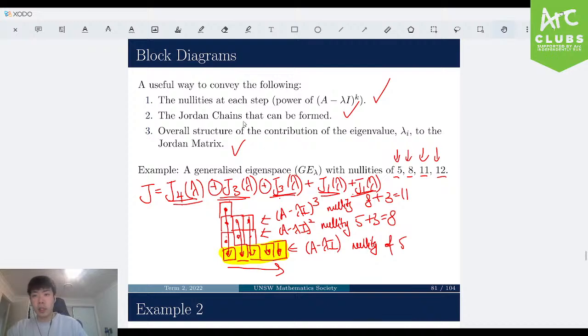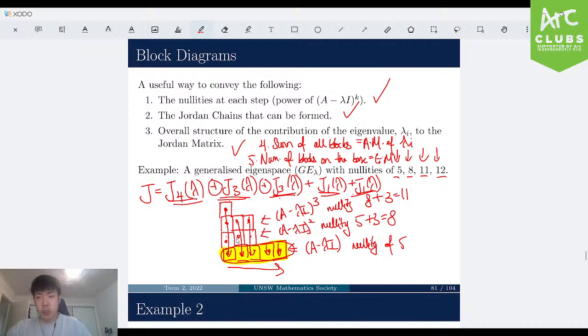Okay, so there are 2 extra things you can get out of this. Firstly, the sum of all blocks equals the algebraic multiplicity of lambda. And fifthly, the number of blocks on the base, so the bottom row, equals the geometric multiplicity. Okay, so the number of blocks on the bottom row equals the geometric multiplicity. Now this diagram is very useful in questions, as you will see very soon. All right, so now let's go through some examples.